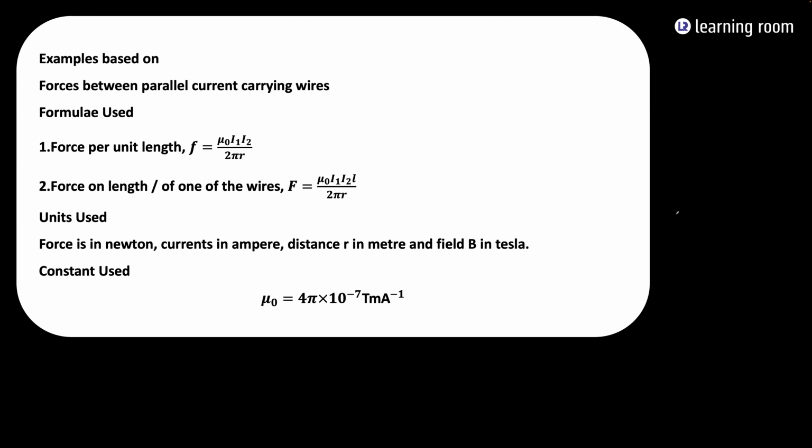So the next set of problems that we'll see is forces between parallel current carrying wires. So what is the force per unit length going to be? Force per unit length is mu naught I1 I2 divided by 2 pi r. And force on length L of one of the wires is equal to mu naught I1 I2 into L divided by 2 pi r.